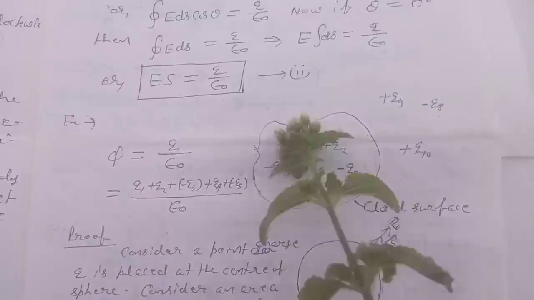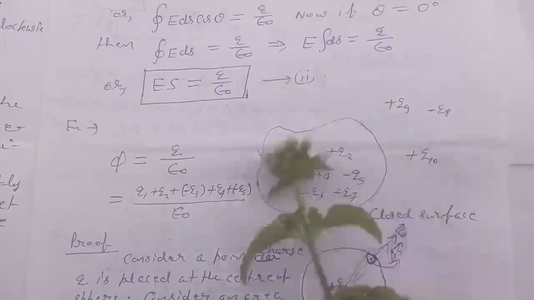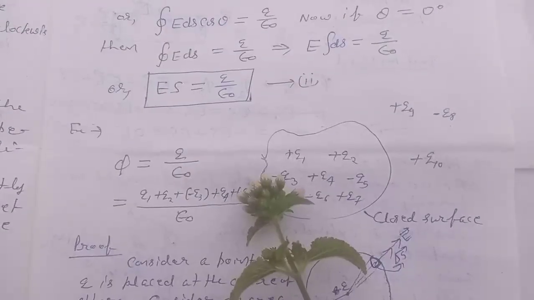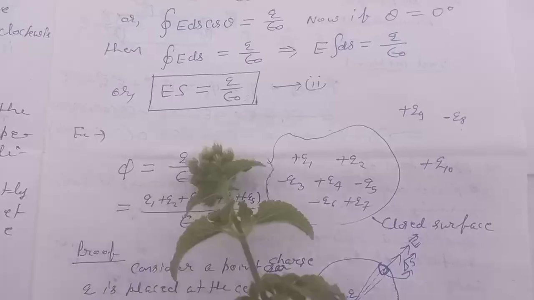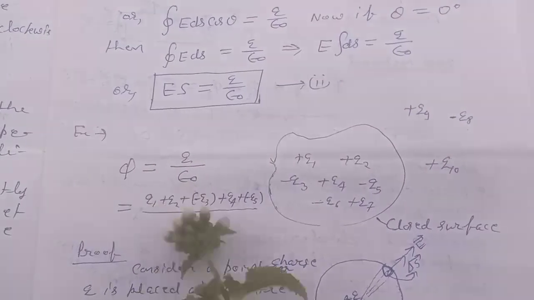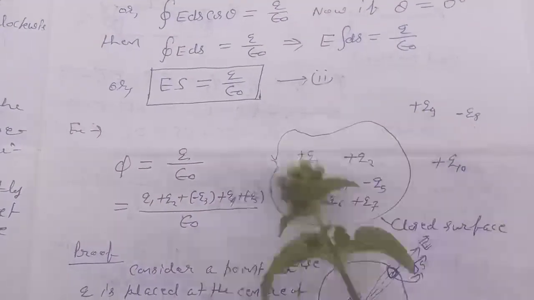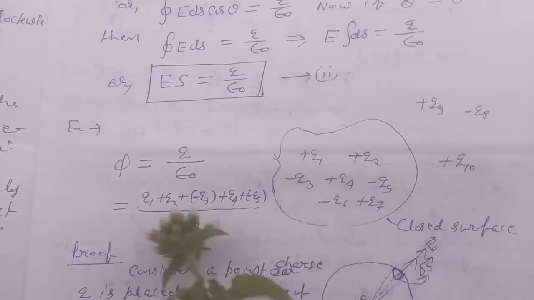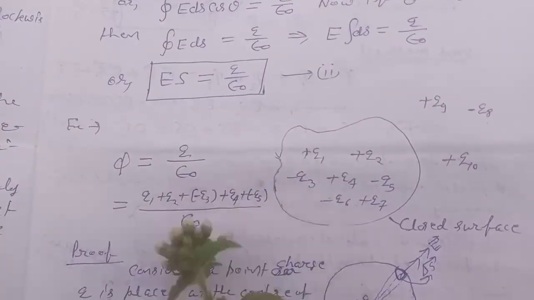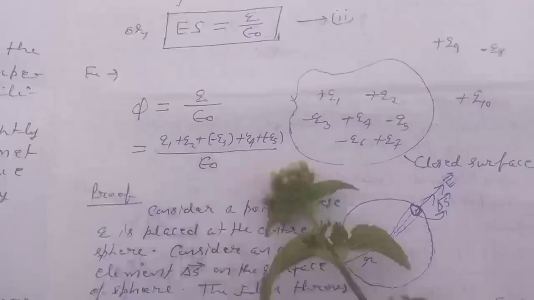For example, here different charges are enclosed by a surface. So the net flux will be the charge enclosed divided by epsilon naught. Now the charge enclosed is q1 plus q2 minus q3. So we write this total charge by epsilon naught.